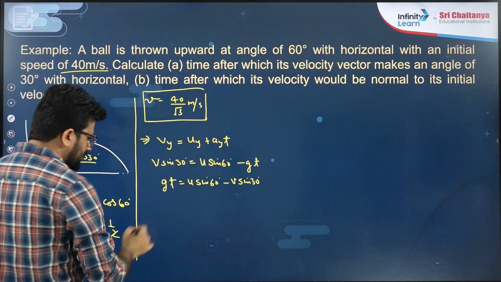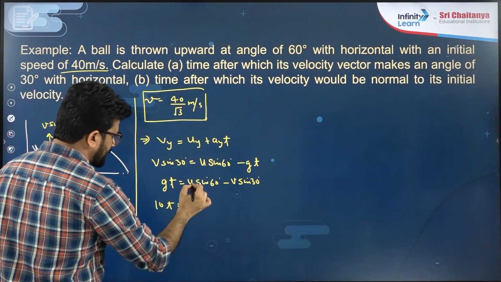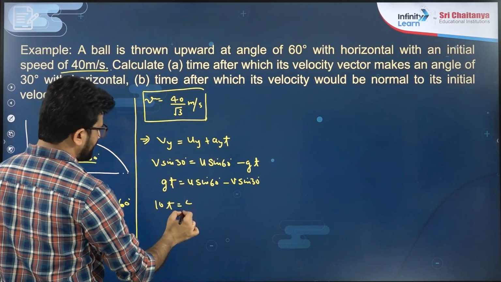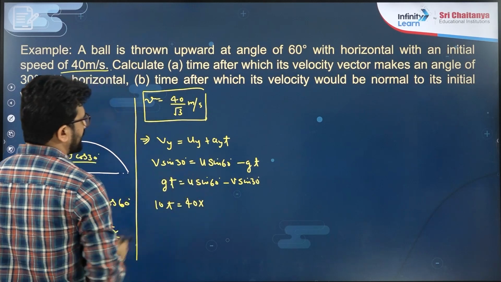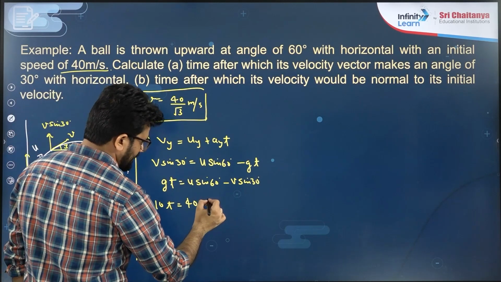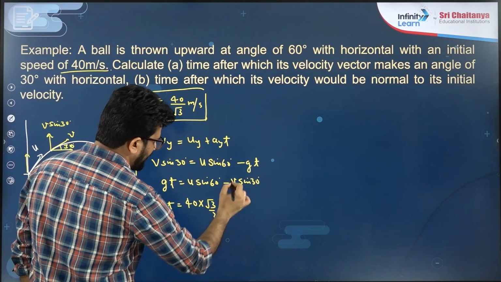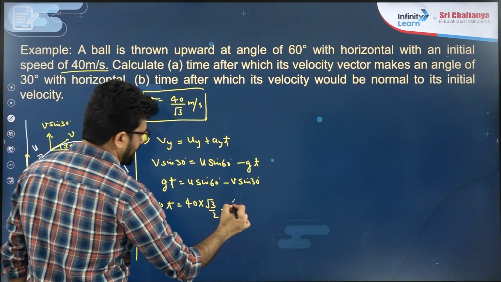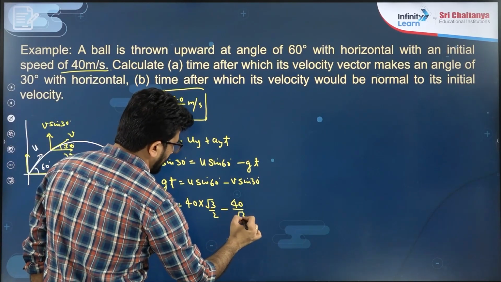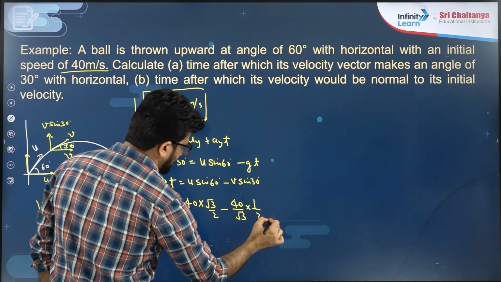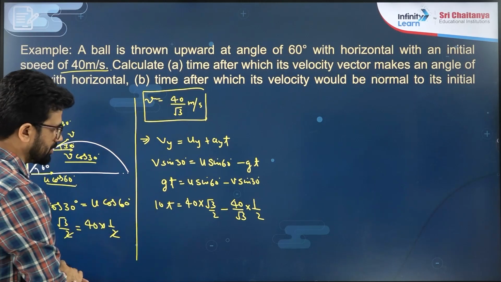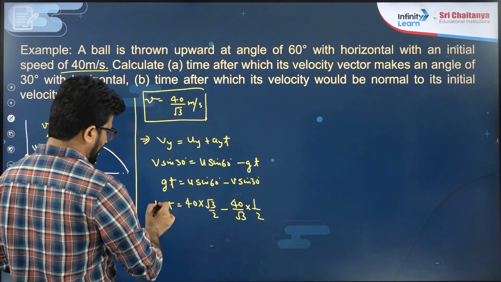Now put the values. This is 10 into t. u is 40 meter per second, correct? And sin 60 is root 3 by 2, minus v is 40 by root 3 multiplied by 1 by 2. We can write like this. So very first thing you can do, you can take 10 common.